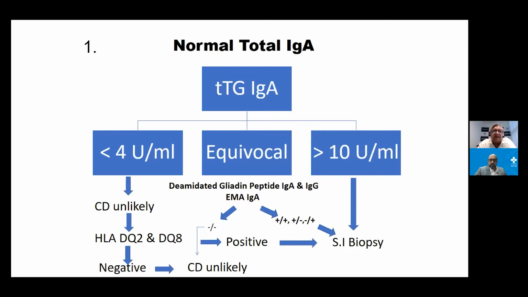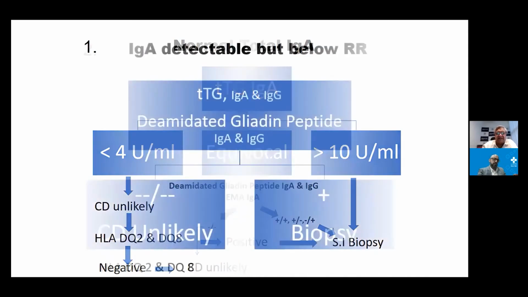If it is equivocal, then anti-deamidated gliadin peptide (DGP) of IgG could be used, or EMA-IgA could be used. If it is positive, then it can be confirmed by biopsy, or it indicates that a person is suffering from celiac disease.